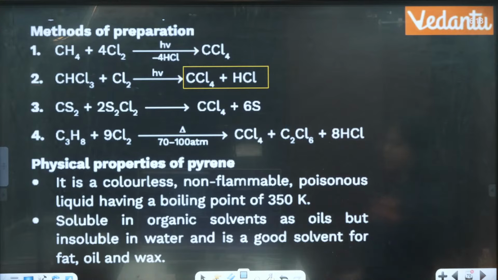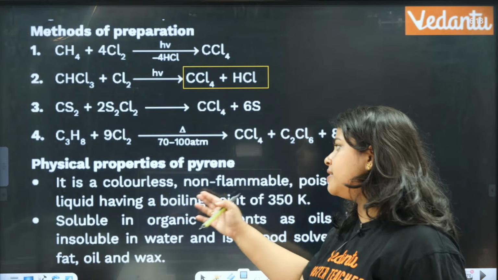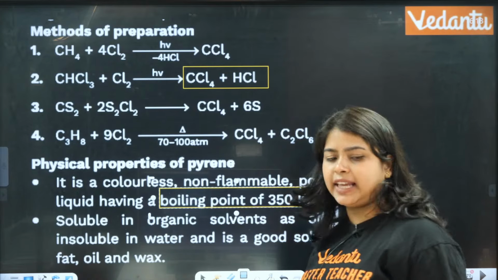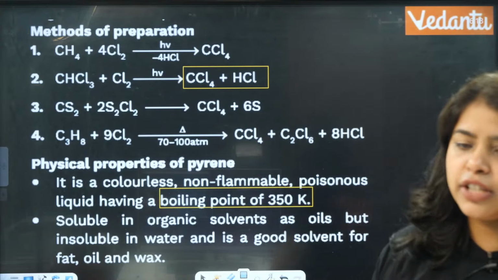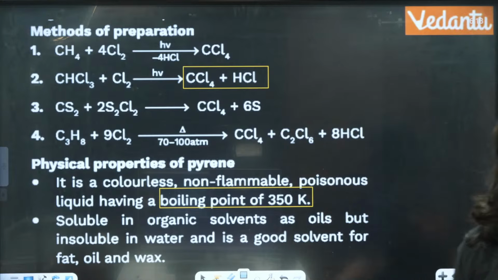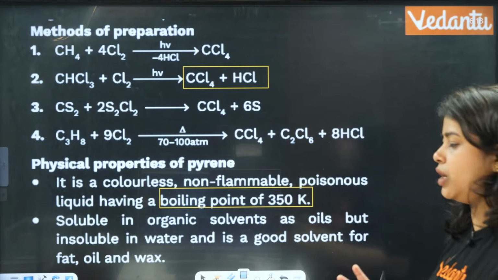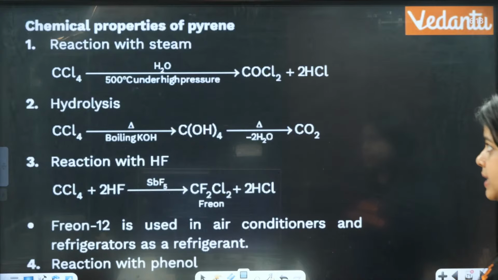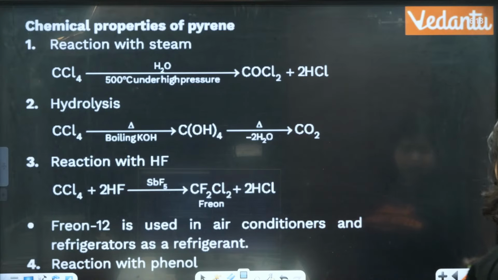Same, other physical properties of pyridine are there. It is also a colorless, non-flammable, poisonous liquid having a boiling point of 350 Kelvin. See, actually you need to understand one concept here. Pyridine, sometimes in MCQ they can ask questions about physical properties. In MCQ, few physical property questions they will be asking. So chemical properties of pyridine, and how the formation of pyridine happens, that is also there. Okay, that also have been taken.